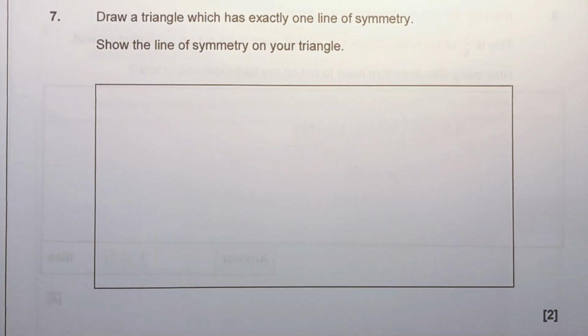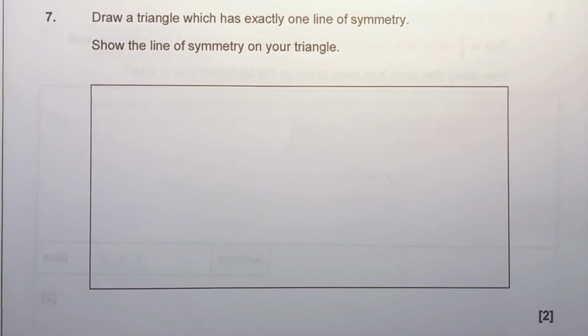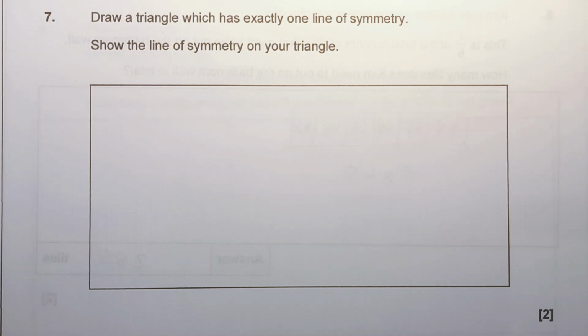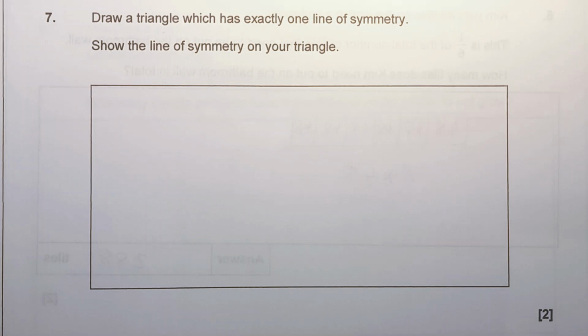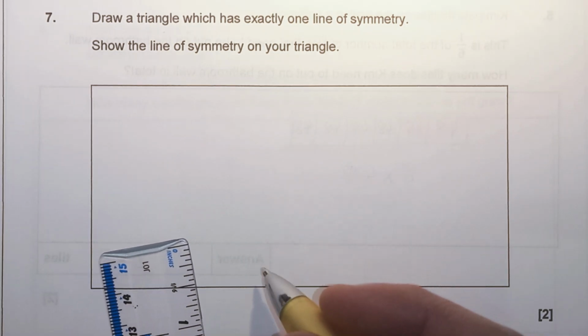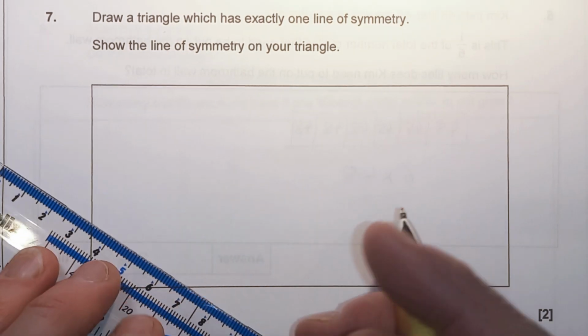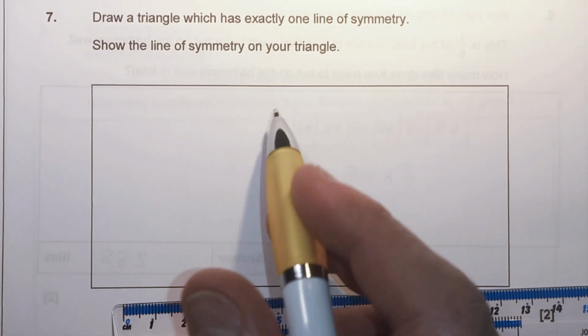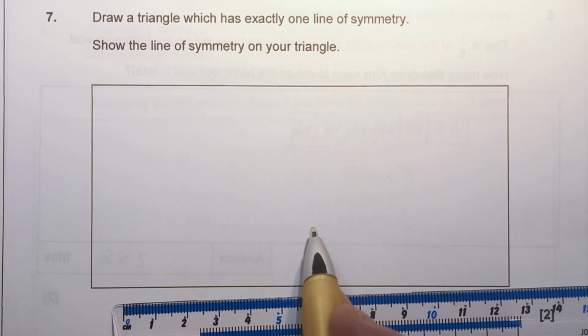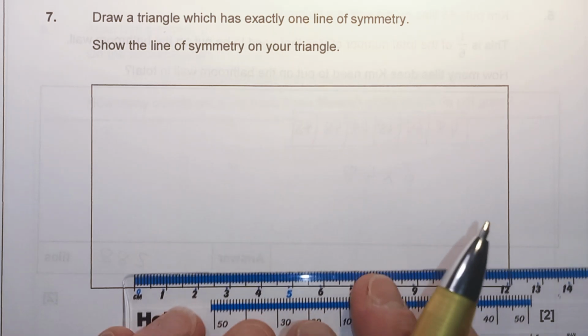Okay, question 7. Draw a triangle which has exactly one line of symmetry. Show the line of symmetry on your triangle. So this is an isosceles triangle. It doesn't matter if you don't know the exact name for the triangle, that's fine. But I know that means I'm going to want two lines which are the same, or I think of it as two angles being the same.